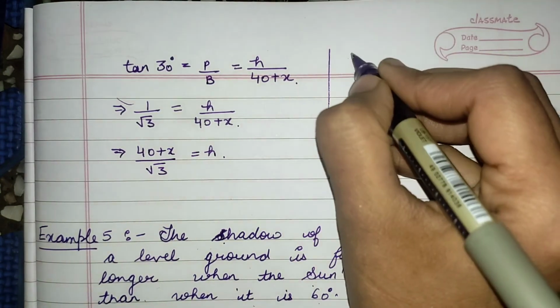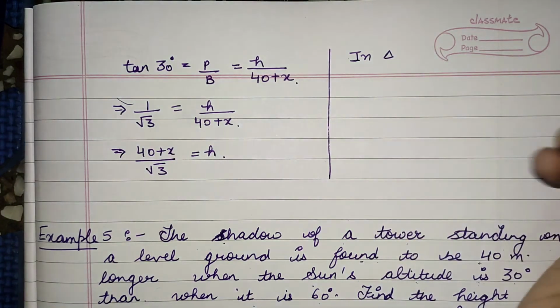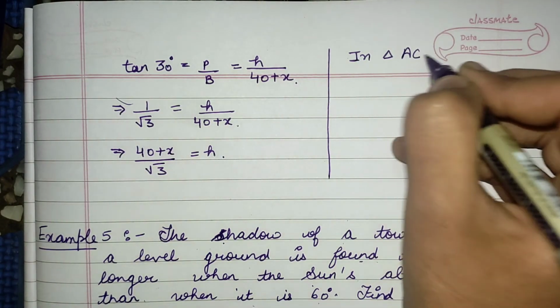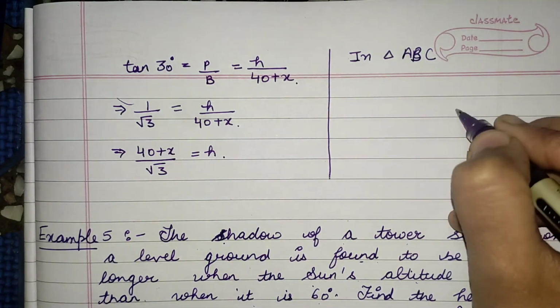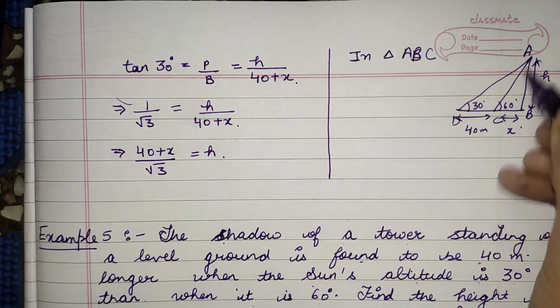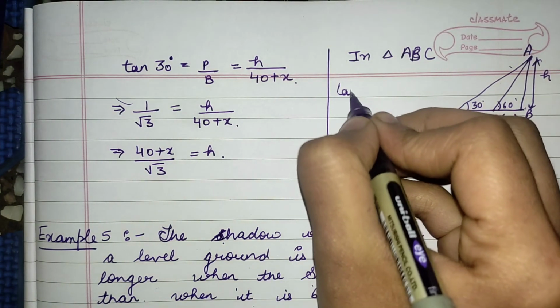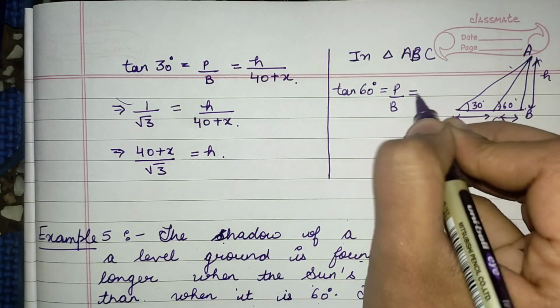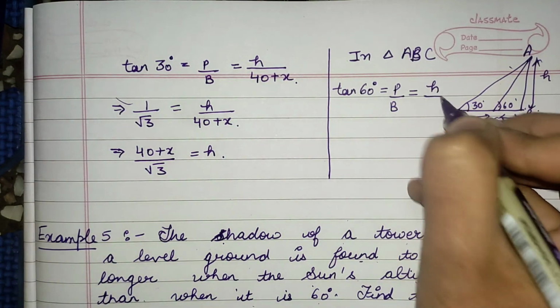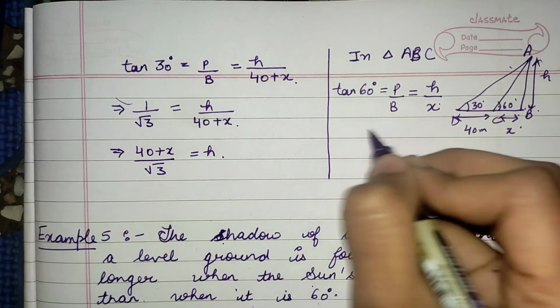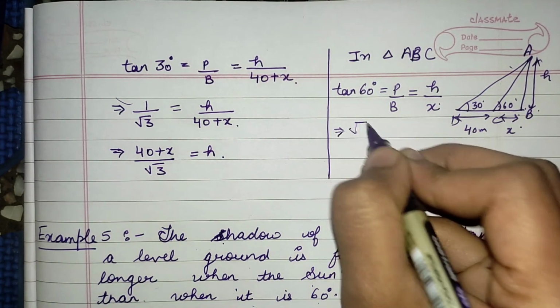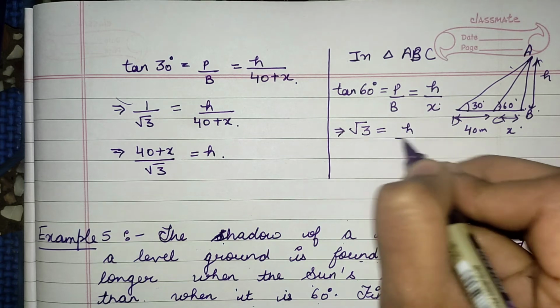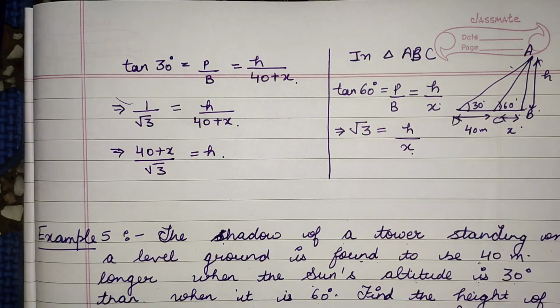Okay. So let's take another triangle. Next, in triangle ABC, tan 60 degree is equal to perpendicular by base. Perpendicular is h and base is my x. So tan 60 is what? Tan 60 is root 3, so root 3 is equal to h divided by x.